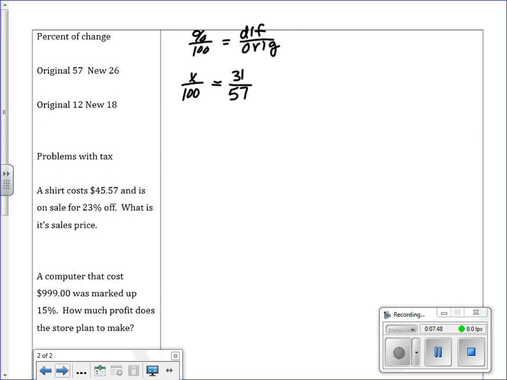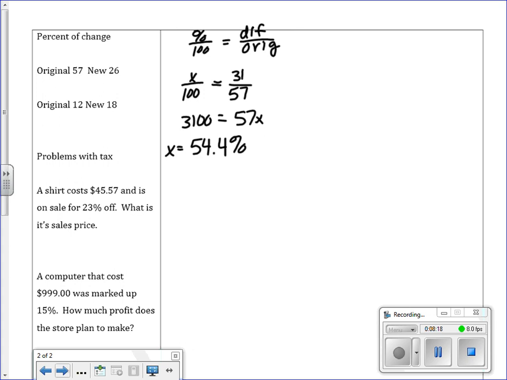I got 31 by saying 57 minus 26, and the original was 57, so that's why that's in the bottom. So I cross multiply and I have 3100 equals 57x, and x is going to be 54, and I'm rounding it, 54.4%. That's what my x ends up equaling.